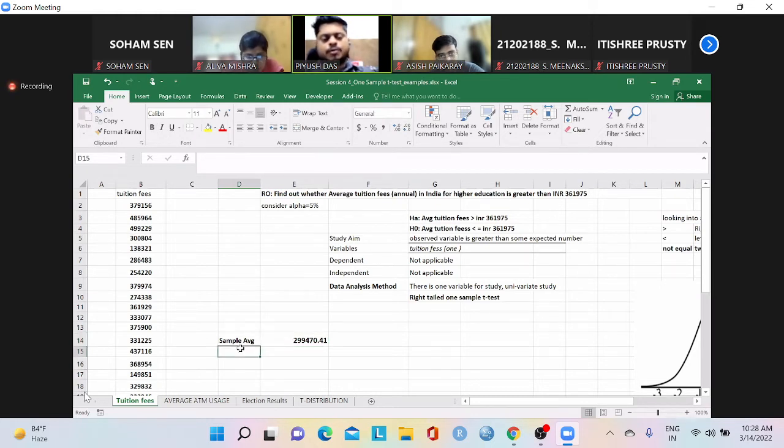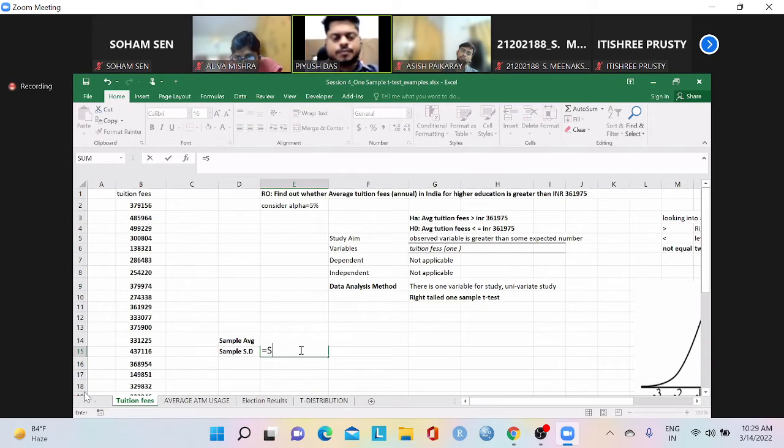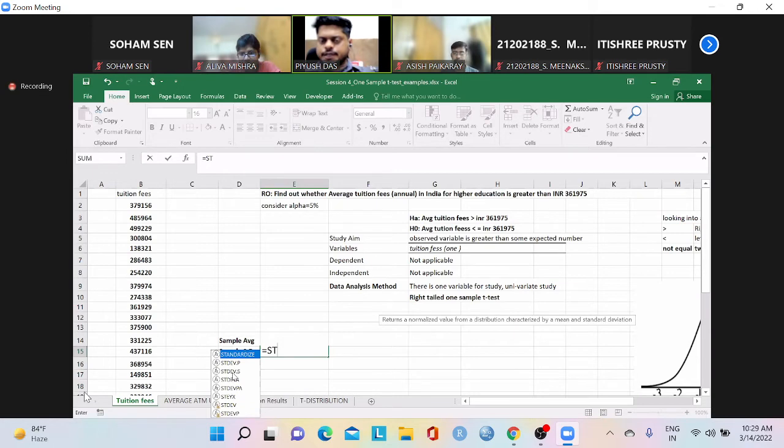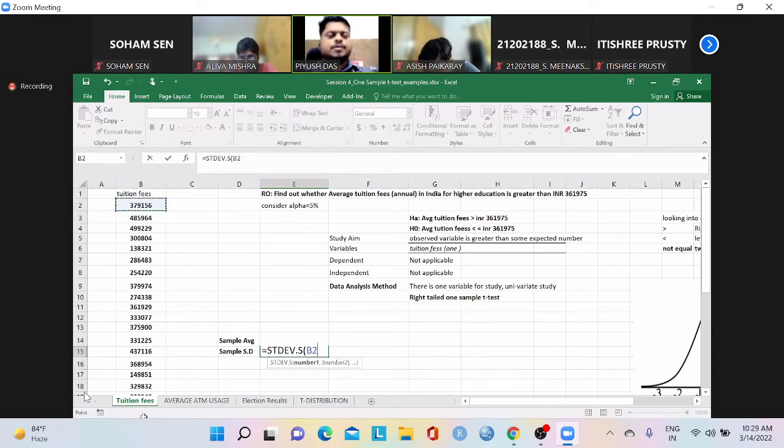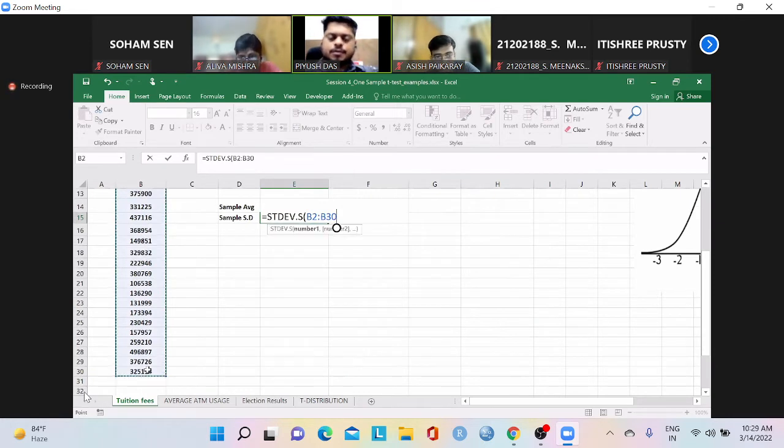Then I have to calculate something called the sample standard deviation. Use this formula, STDEV.S, that is for your sample. STDEV.S means standard deviation for a sample.